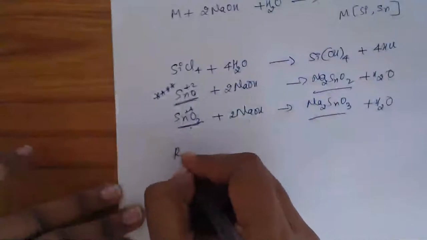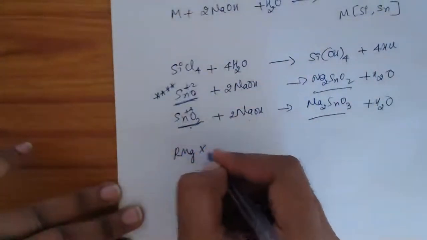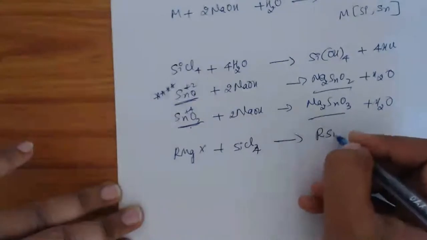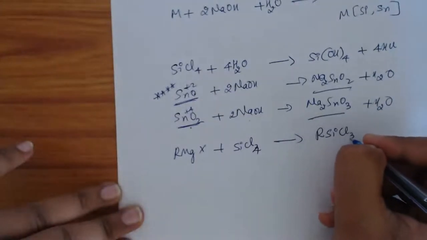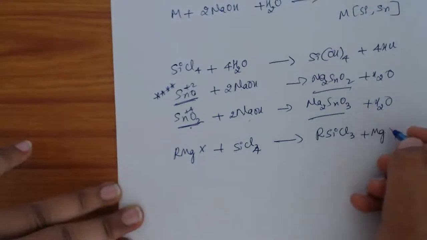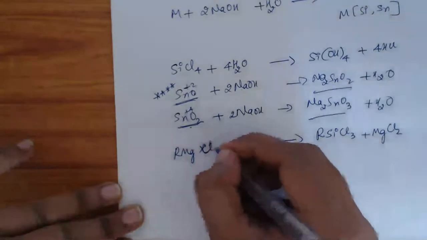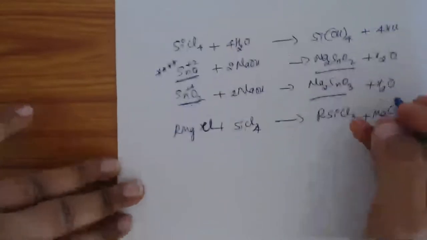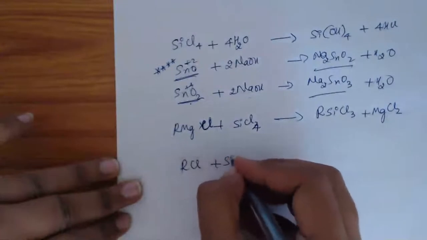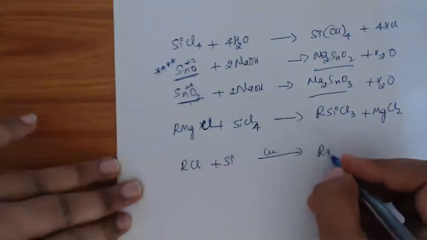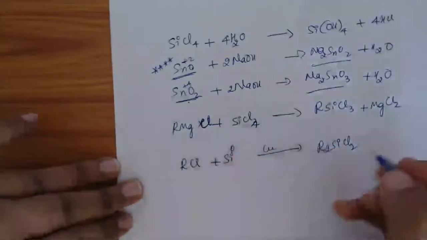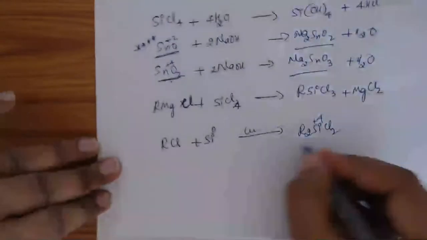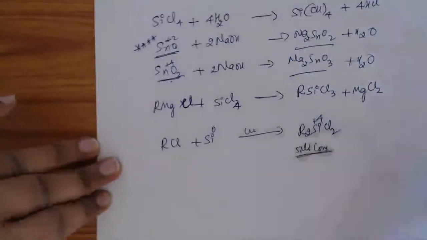So next, you know, Grignard reagent or RMgX type of compound, if it reacts with SiCl4, then they form RSiCl3 plus MgCl2. Here R is an alkyl group. Next, RCl type compounds, if they react with silicon in presence of copper, they form R2SiCl2. Here silicon is in 0 oxidation state, here it is in plus 4 oxidation state. These are called as what, students? Silicones.